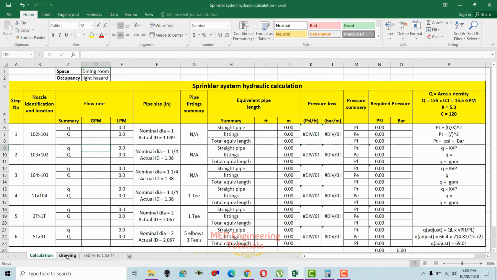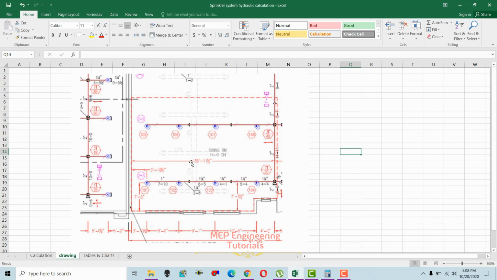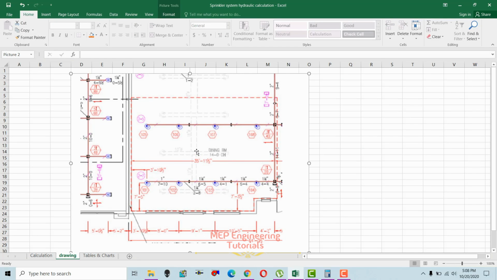First of all, you have to understand the drawing and then we can start the hydraulic calculation. This is the dining room area drawing which I have here. You can see that we have a total of 8 sprinklers. The blue dots represent the sprinklers 1, 2, 3, 4, 5, 6, 7, 8. So we are going to perform the hydraulic calculation for this dining room area.